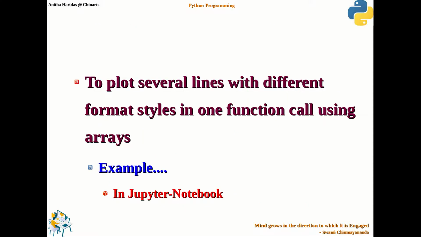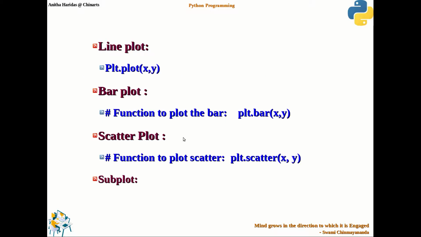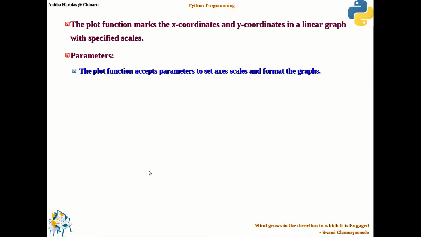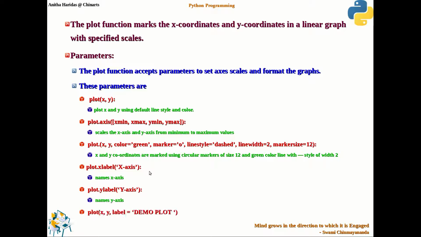Then, using the Jupyter notebook, we had seen how we can plot several lines with different format styles. Then we are currently talking about how to do linear plotting, how to do bar plotting, and how to do scatter plotting. Then what we mean by subplot, all these things. So in our previous session, we talked about linear plotting, which can be done by using the plot function.